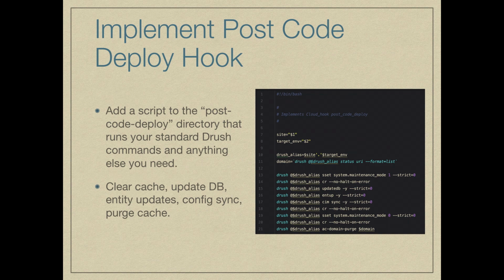All right. So the post-code deploy hook, as I mentioned before, we are going through here and we're running each one of the scripts. And this is the most important script that we have right here. As you can see, we set it to maintenance mode, clear cache, update, run our entity updates, config sync, another cache clear. We take it back out of maintenance mode and do one final cache clear and then clear the Acquia domain. Purge, so that'll clear Varnish for us.